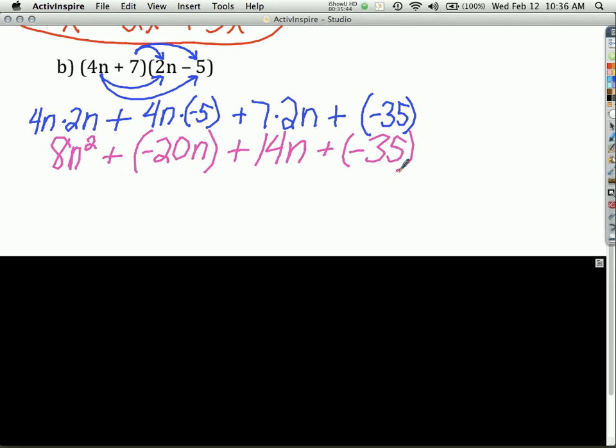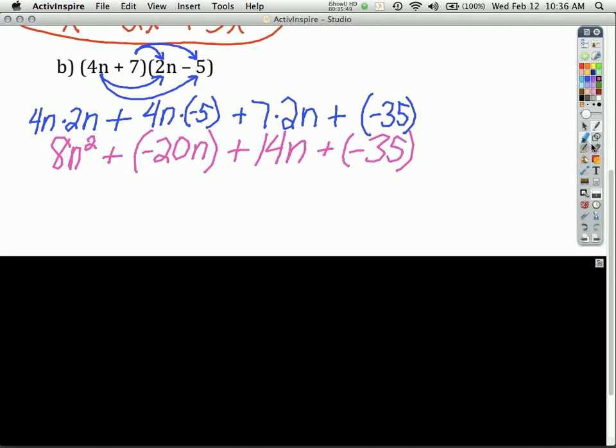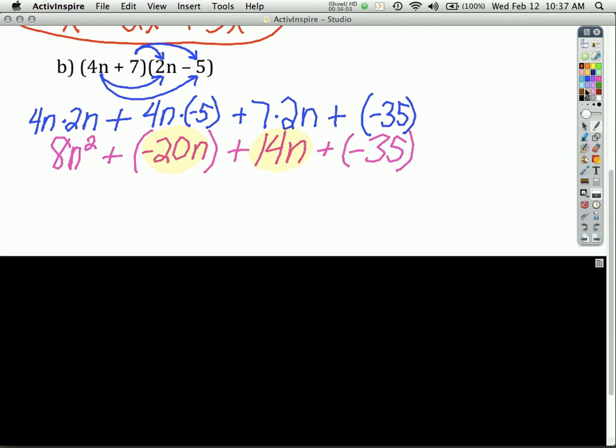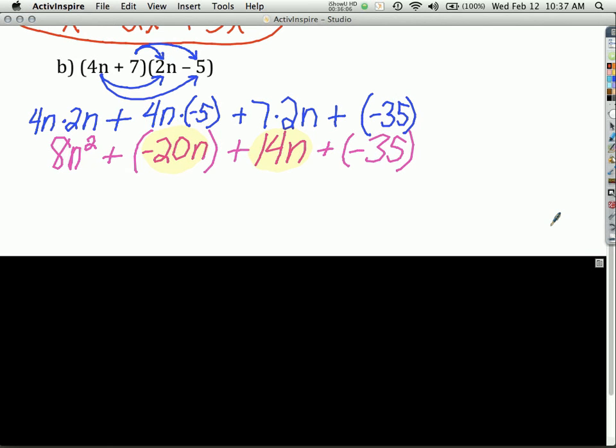Now, like terms. We didn't have to deal with like terms in the first example, but this is something you're going to deal with a lot. Like terms. Here and here. So now we're going to combine like terms and then write a final expression. 8n squared doesn't have any like terms. Negative 20n and 14n, what do we get as a result of that? Jada? Very good. Negative 6n minus 35.